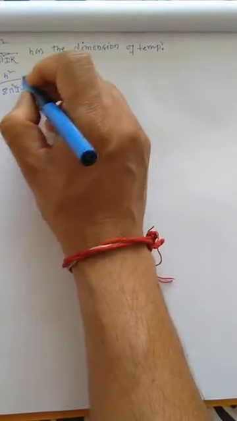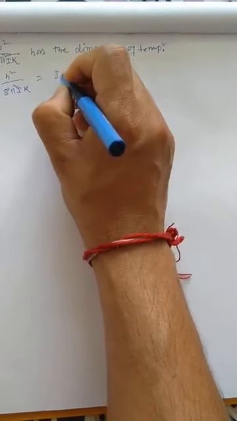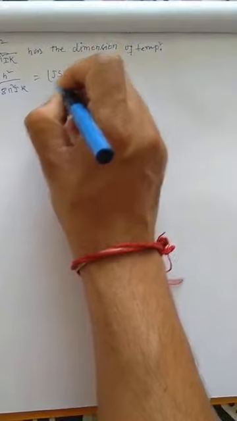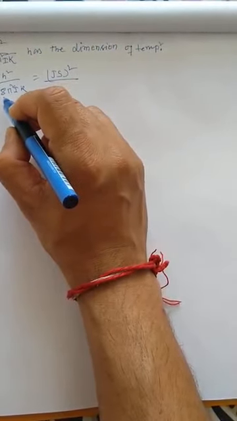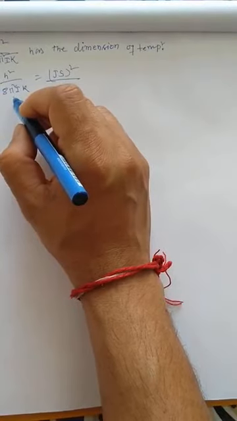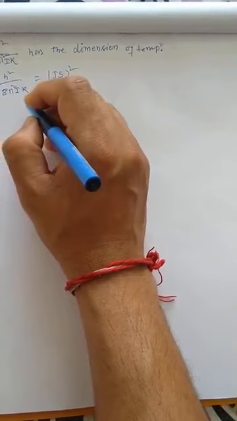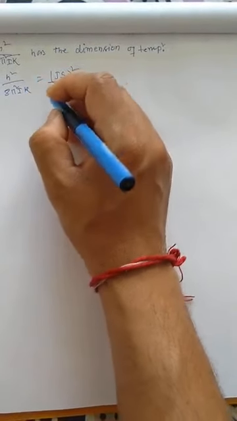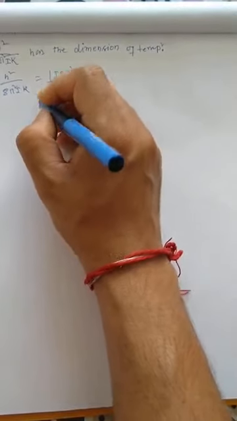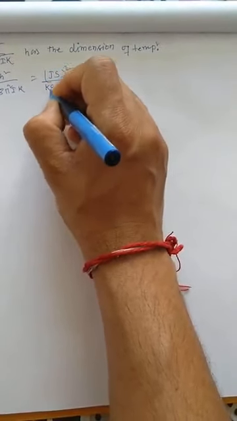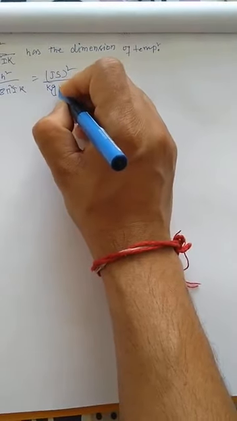What is the dimension of h? h is the Planck constant, and we know that the unit of the Planck constant is joule second. And 8 pi square is a pure number, pi is 3.14, so I can discard these things. Only I remains, which means mu into r square. Mu has the dimension of mass, so in SI units it is kg, and r square is meter square.